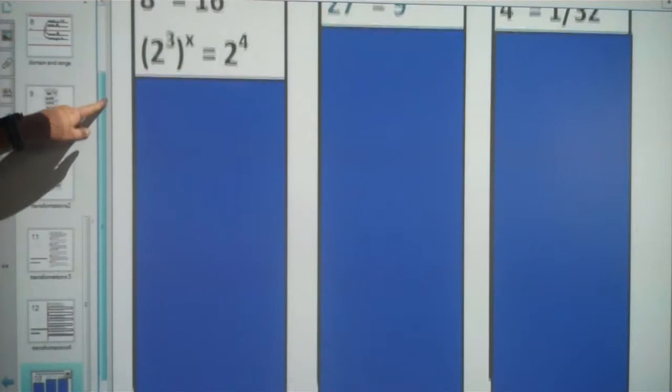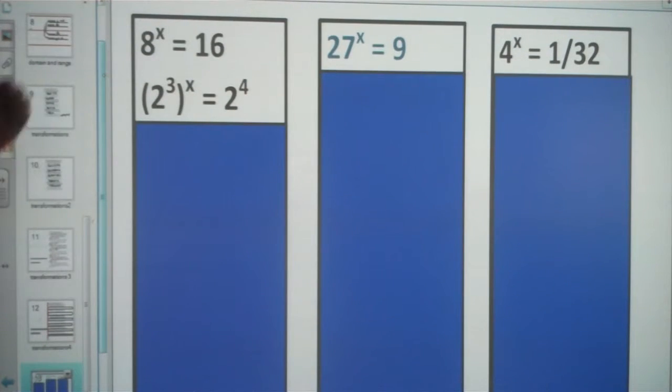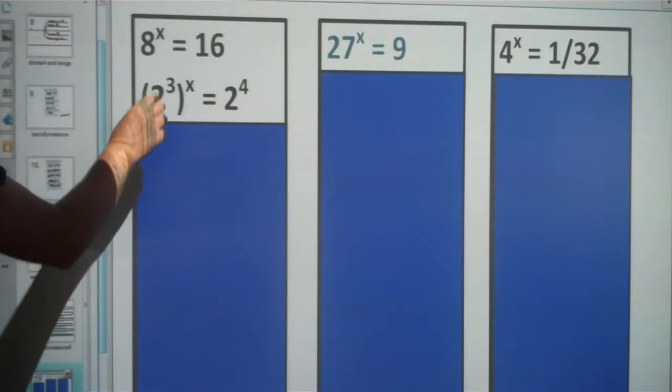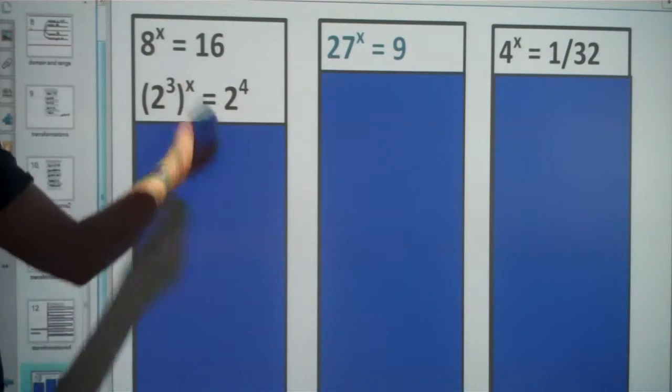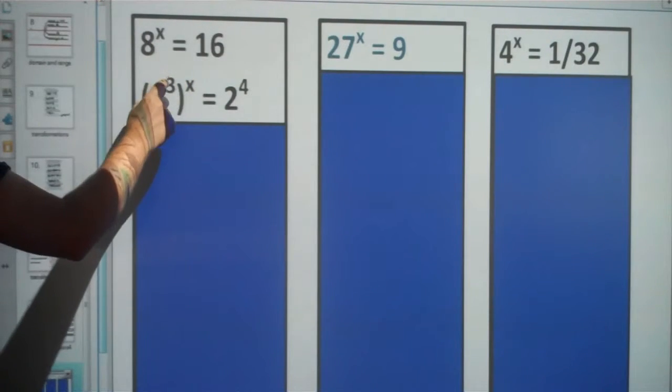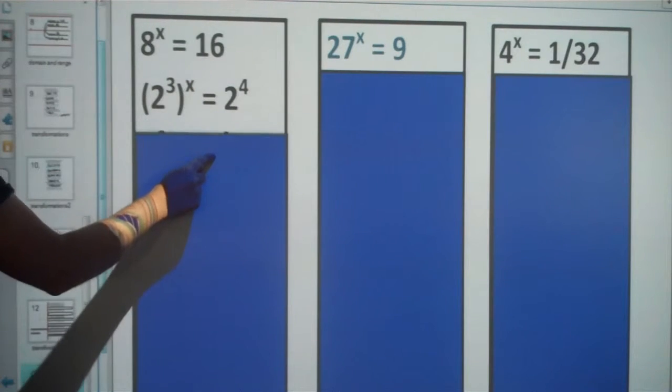One thing we should try and do is try and do these by hand. See if there's a connection between 8 and 16. Can we write them as a number to some power? And in this case we clearly can. They're both 2 to the power of something. And then we can go ahead and simplify this. So if we have power to a power, that means we multiply the 2 powers together.